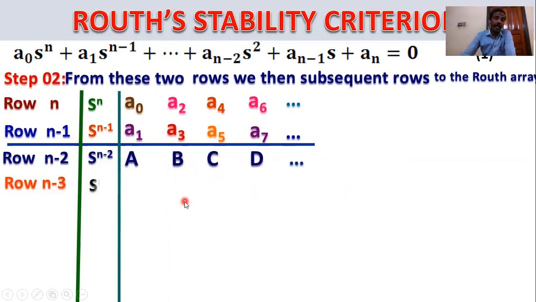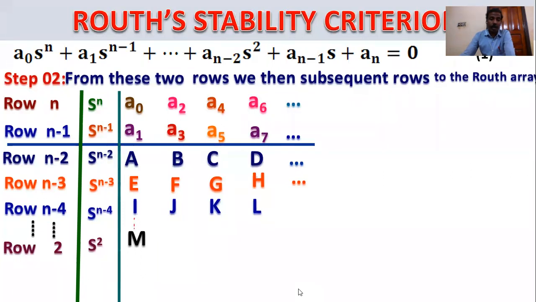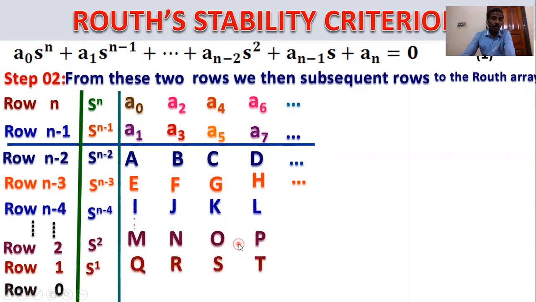Similarly, row n minus 3, S to the power n minus 3: E, F, G, H, dot, dot, dot. Row n minus 4, S to the power n minus 4: I, J, K, L, dot, dot, dot. Row 2, or S square, is also dot, dot, dot. Then M, N, O, P, and row 1, S to the power 1: Q, R, S, T, and row 0, the final S to the power 0: U, V, W, X. So calculate A, B, C, D, E, F, dot, dot, dot, up to X.